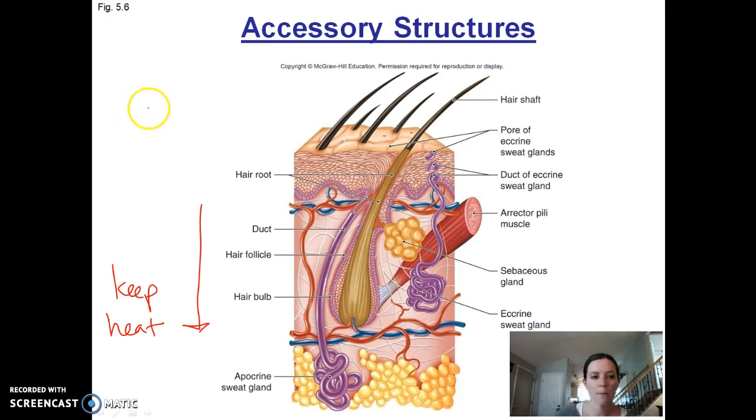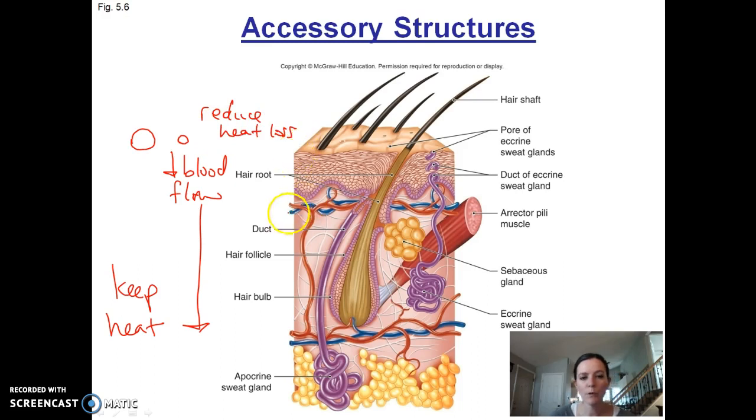So to do that, we take our blood vessel that maybe was this size and we shrink it down to that size. So we have decreased blood flow to the skin surface, and because of that, we reduce heat loss because you are removing blood from the skin surface, so there's not as much blood that can lose its heat across the skin. And because of that, you end up retaining or keeping the heat down deep in the body.